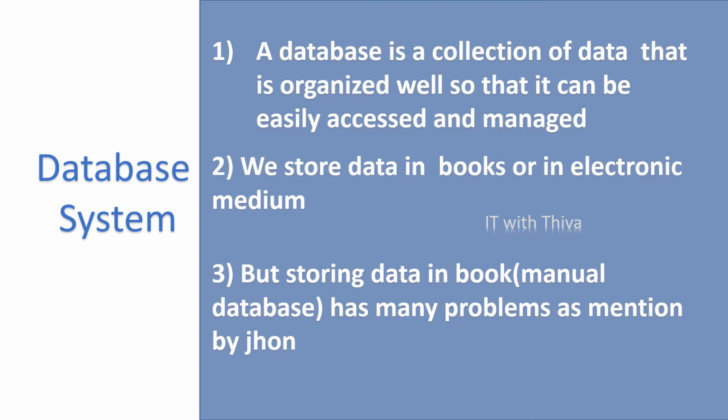So from the story of John, we have learned several things. A database is a collection that is organized well so that it can be easily accessed and managed. We store data in books or in electronic medium. But storing data in a book, a manual database, has many problems as mentioned by John.